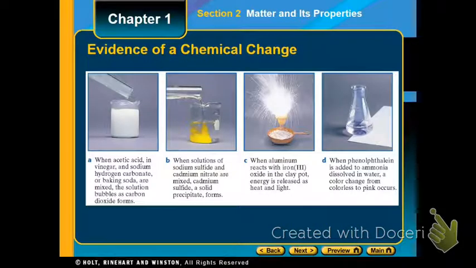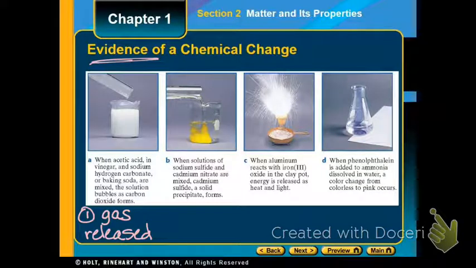Looking at evidence of a chemical change, and you need to write down all 4 of these. In general, number 1, the example they give is acetic acid and vinegar and sodium hydrogen carbonate, or baking soda, being put together and a gas forms. If you've ever made any of those homemade volcanoes at home, or maybe it's some type of science function, then you have seen those put together. So a gas released is going to be evidence of a chemical change. That's the first one. The second one is a precipitate forms.